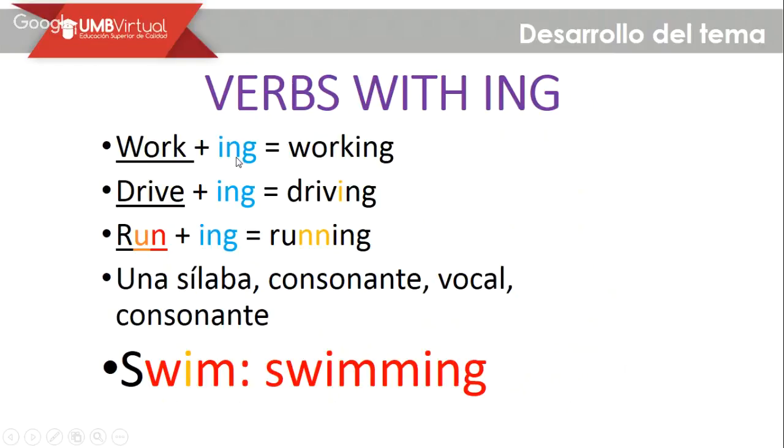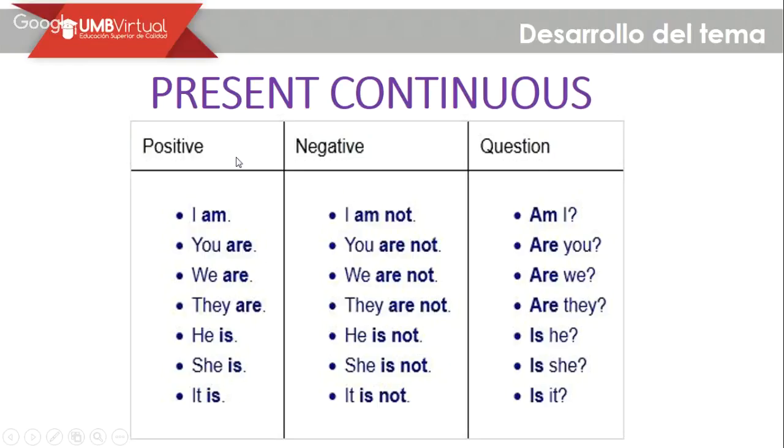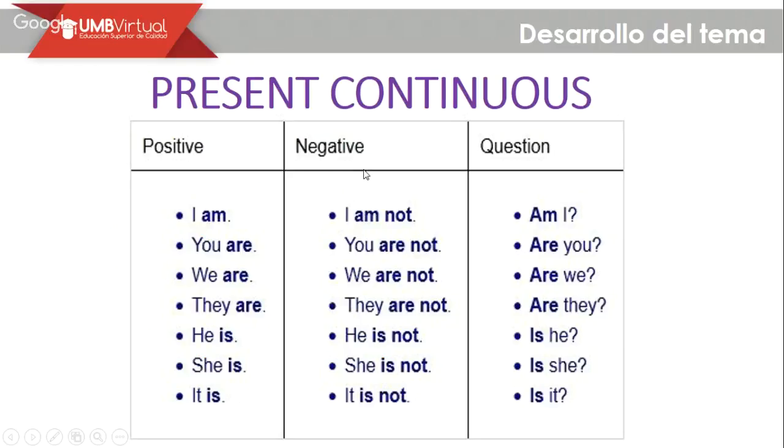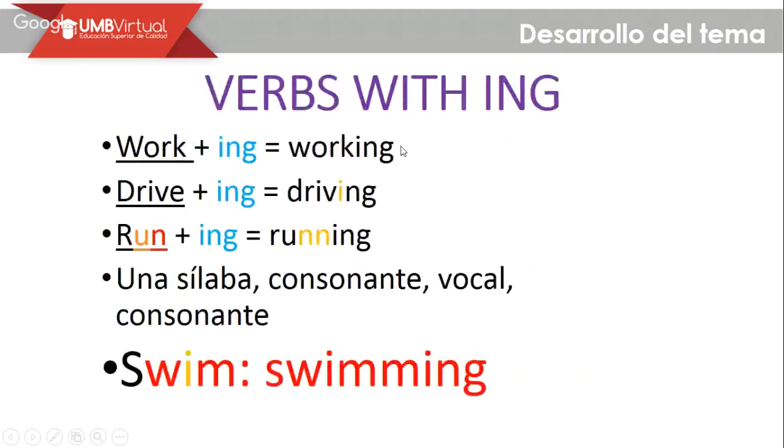So we had in here subject plus the auxiliary be plus the verb with ing. So, for example, I am, then working. Yo estoy trabajando. So it is an action that you are doing, for example, at 9 in the morning, and not 9 a.m. We say, I am working. Estoy trabajando a las 9 de la mañana. Okay?